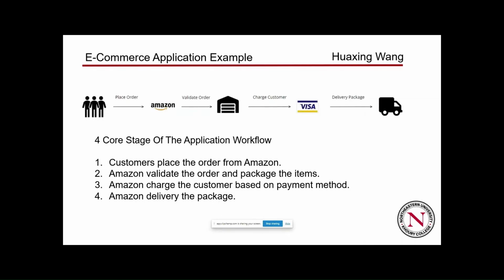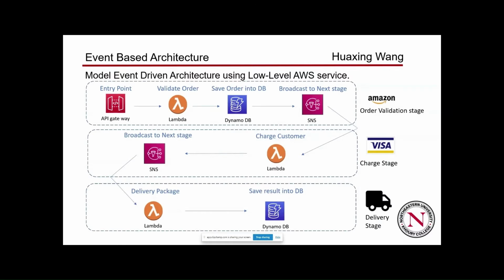Here is a typical e-commerce application example. People place an order on Amazon, Amazon validates the order, and then charges the customer, and then delivers the package. How should I build this system in event-driven architecture using low-level AWS services? I start with the entry point, and I use a Lambda function to validate the order, and then save the result into the DynamoDB, and broadcast to the next stage using SNS. Next, I'll have a Lambda function again to charge the customer and broadcast to the next stage. The final stage, I'll have a delivery package Lambda function and save the final result into the DynamoDB if the order is complete.